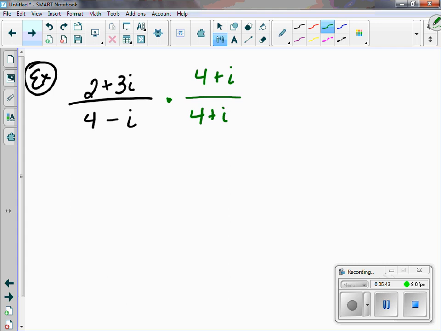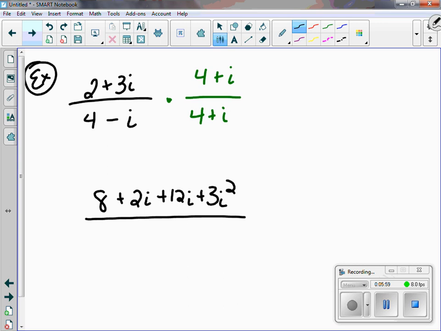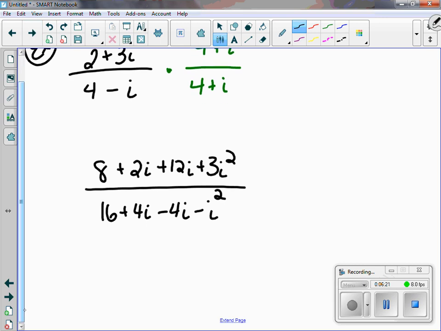And just like the last problem, I'm going to have to do some distribution and simplification. So I'm going to work with just the top here. I've got 8 plus 2i plus 12i plus 3i squared. On the bottom, I'm going to have 16 plus 4i minus 4i minus i squared. So what makes this eliminate your i in the denominator is that middle term there, that 4i minus 4i. That cancels it out. And so that's why we multiply by the complex conjugate.